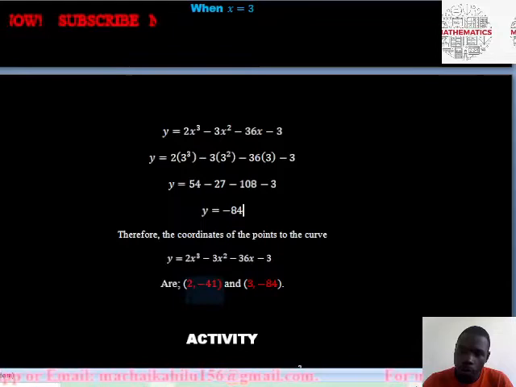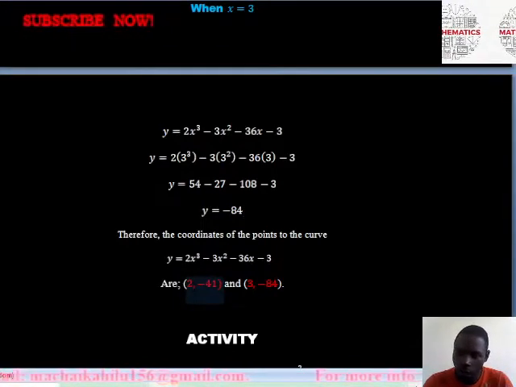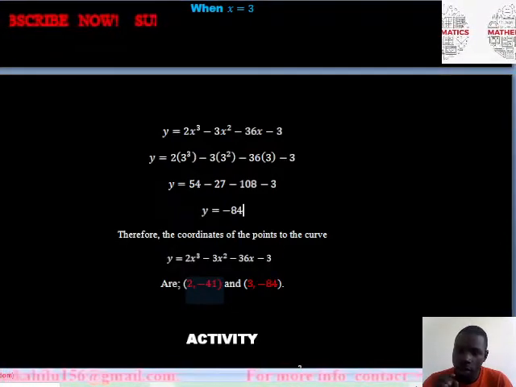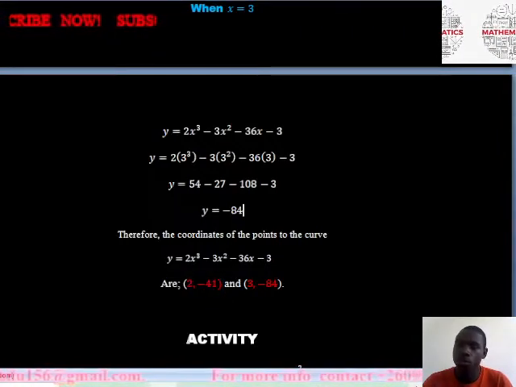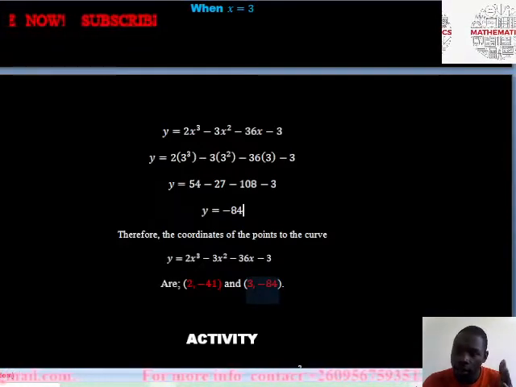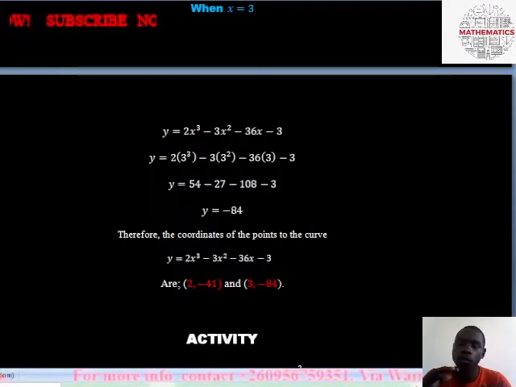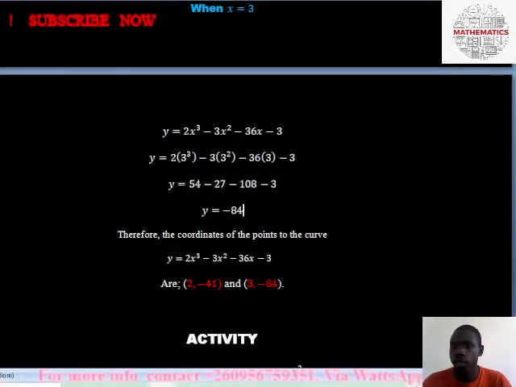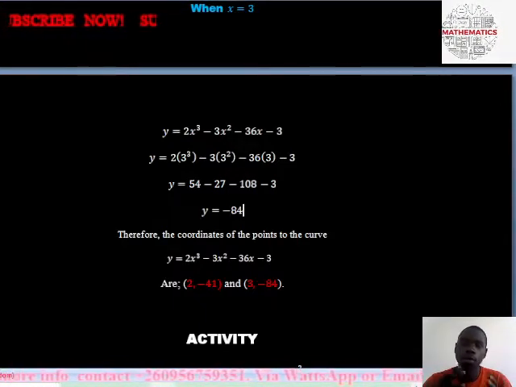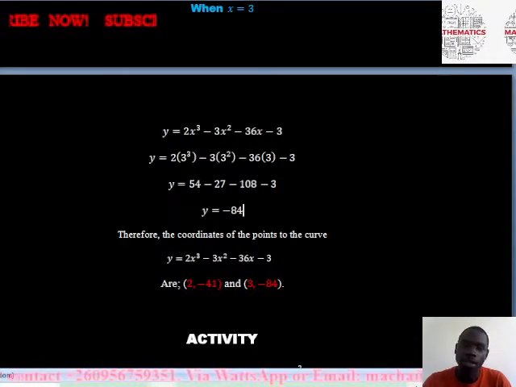So these two represent the value of x. That first value of x that we've used to find the value of y, which is -41. And then this -41 represents the value that we just calculated using -2. 3 represents the value of x, and then -84 represents the value of y. Ladies and gentlemen, this is how you find the coordinates of the points to the given curve. Any curve that will be given, you'll be able to solve that particular question without any difficulties.